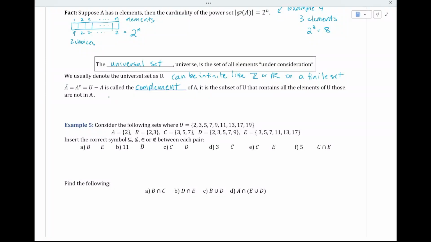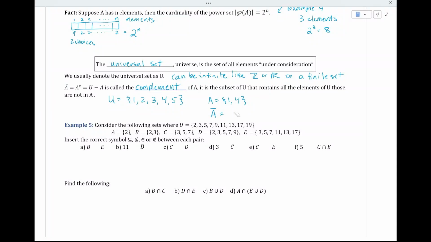So if I do an example here, let's say that U is the set that contains 1, 2, 3, 4, and 5. So this would be a finite example. And I'm going to say A is the set that contains 1 and 4. What is A complement? A complement would be everything in the universe that's not in A.